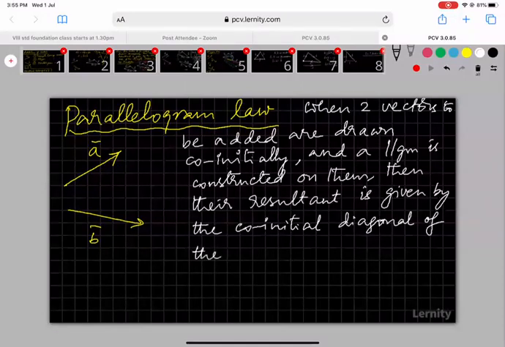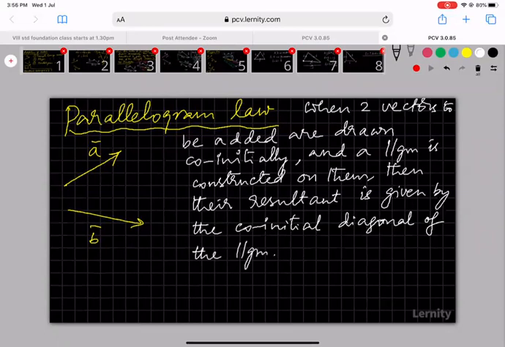Their resultant is given by their co-initial diagonal of the parallelogram. This is a statement for parallelogram law of vector addition. Again, you add two vectors, but this time you don't draw them in succession. You draw the two vectors to be added co-initially with the same initial point. When you draw like that, you construct a parallelogram on them.